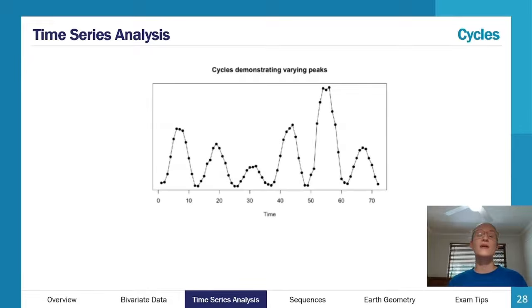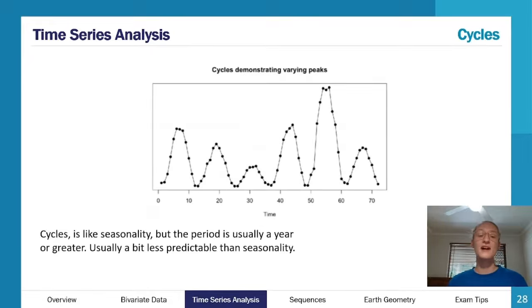On the other hand, when we have cycles, they're very similar, but there are some key differences. So cycles, like we said, are like seasonality, but the main difference, which is really important to keep in mind, is that with cycles, again, predictable patterns, but the period is usually a year or greater, and they're usually less predictable than seasonality. So with cycles, we're actually looking at really long-term trends and patterns. So this could be months or this could be years passing.